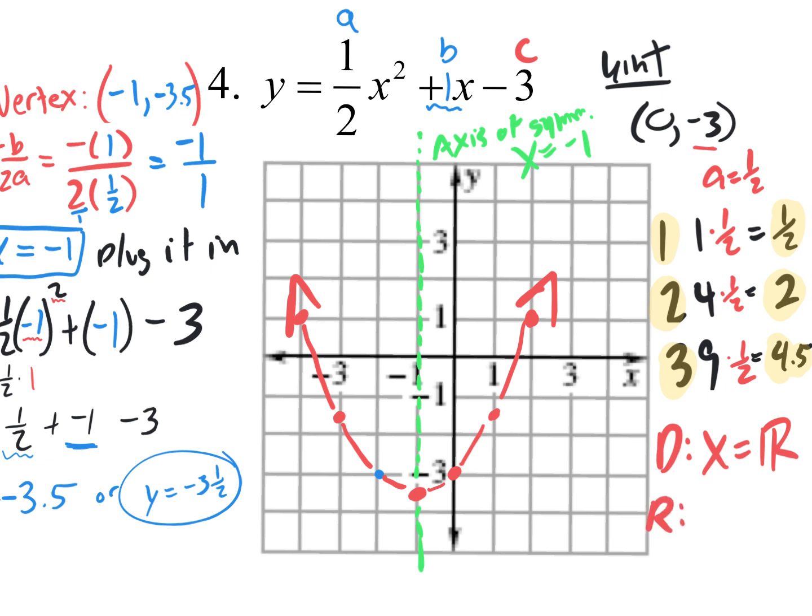The range are your y values, and this parabola, where does it exist in terms of y? Does it exist at 100 up here somewhere on the y value of 100? Yeah, because it's eventually going to get there. Does it exist at the y value of 0? Yes, it's right there and right there. Does it exist at -1? Yes. At -3? Yes. Does it exist at -5? No. Does it exist at -4? No. Where does it start existing? Y is greater than or equal to -3.5. That's exactly right. Y is greater than or equal to -3.5. That's your range. And that is everything you could possibly state about this parabola.